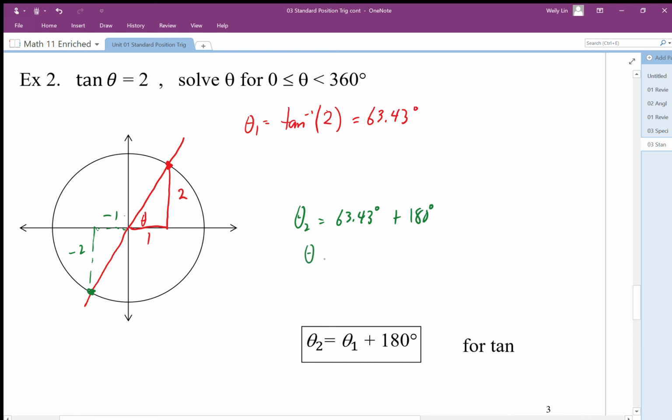So θ2 position then works out to be 243.43 degrees. The standard positioning is that, and I found that by getting my calculator to calculate θ1 and going to the opposite side of the circle. Once I have that symmetry, once I understand that slope symmetry, that's where I'm going to find my θ2.